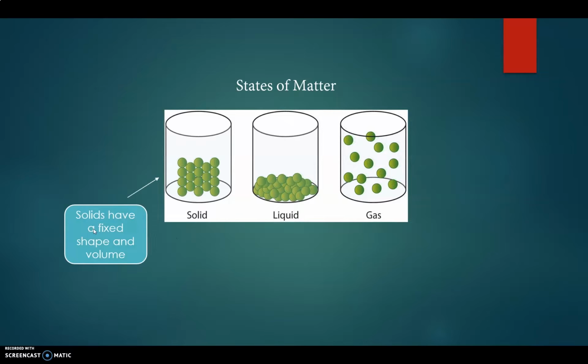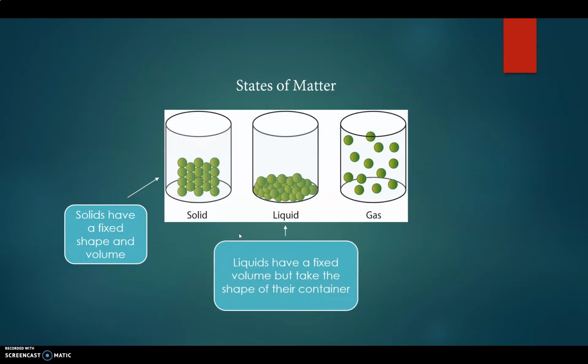So solids have a fixed shape and volume. If I set a piece of aluminum in a beaker and it's a cube, it's going to remain a cube. Its size will remain the same and its shape will remain the same. With a liquid, the volume is constant. If I take 100 milliliters of water and pour it from a graduated cylinder into a beaker, it'll still have a volume of 100 milliliters, but the shape will be different. In the graduated cylinder, it will be tall and thin, and in the beaker, it's short and wider.